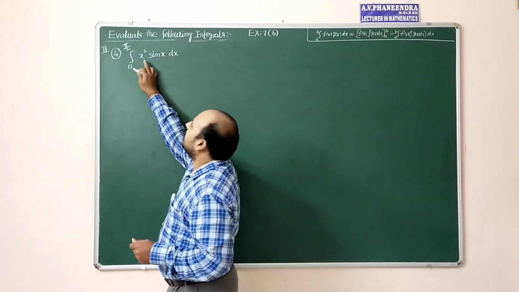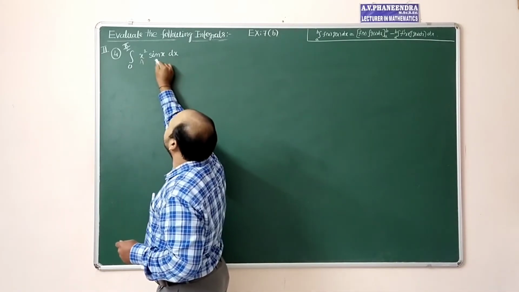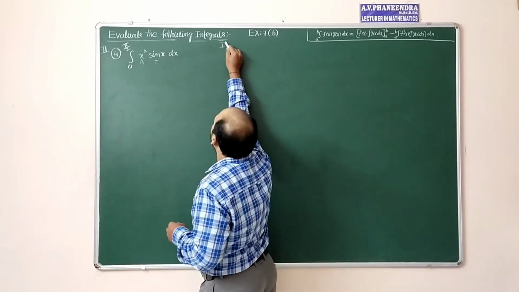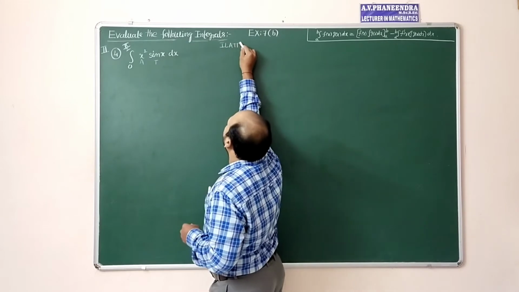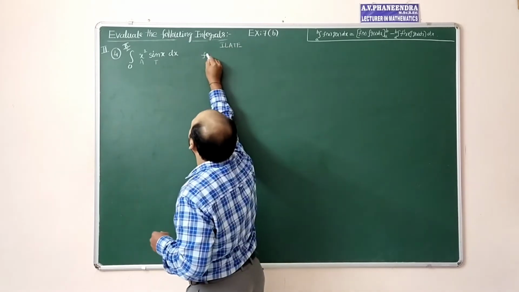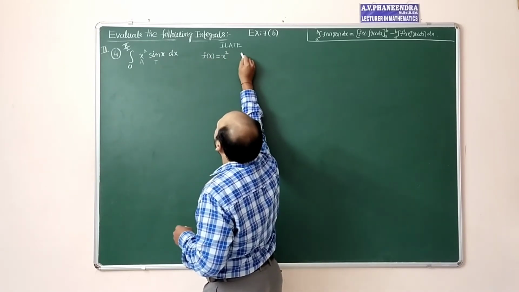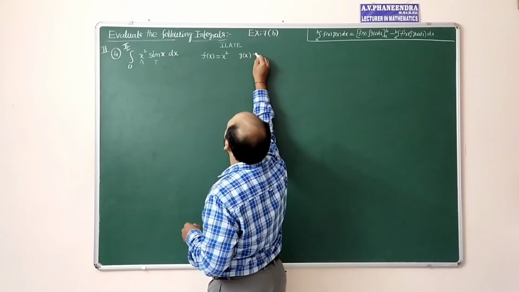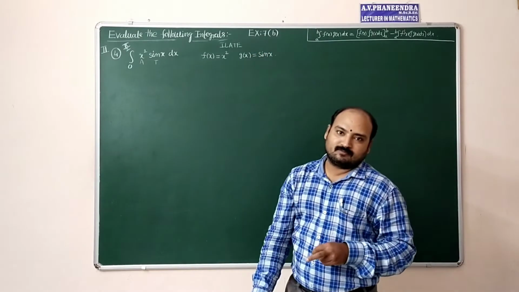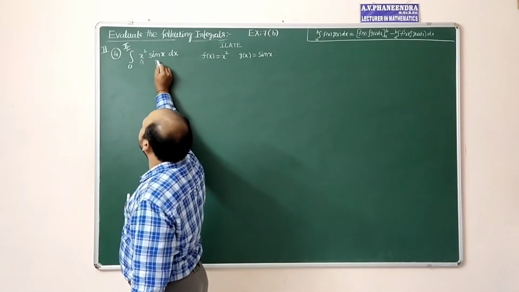X square belongs to algebraic, sin x is trigonometric. In Euler formula, algebraic is coming first function. So f of x is equal to x square here and g of x is equal to sin x. So by using integration by parts, this is the first function, this is the second function.